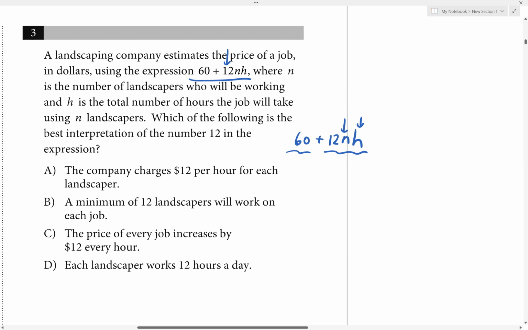N is how many people we have, and H is how many hours they each work. If you multiply them, that will be the total amount of time worked by all the landscapers. That's the total time. And we do 12 times that, 12 times the total time. So 12 has to be the price per hour.